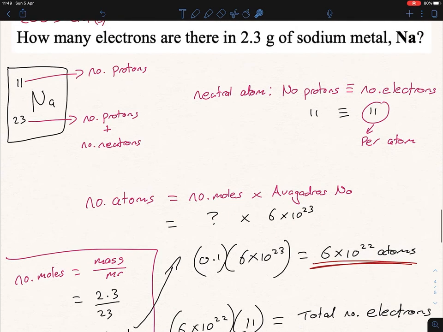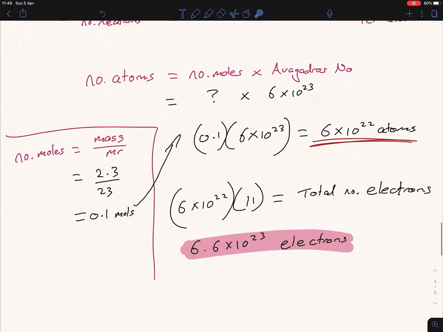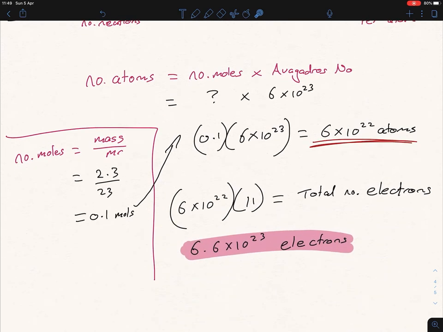But you are told the mass, so we can use our traditional formula for finding the moles. Number of moles is mass over MR. 2.3 grams divided by the 23 molecular mass gives you 0.1 moles. I pop it up here, and we get a number of atoms. I multiply my number of atoms by 11, because each atom contains 11 electrons, and we get 6.6 times 10 to the power 23 electrons.